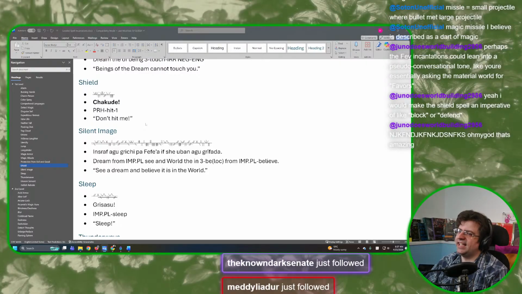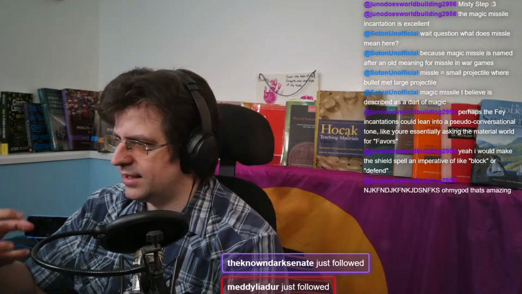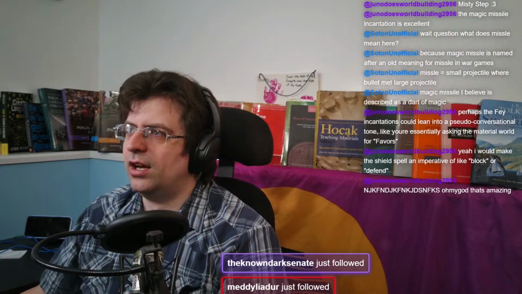I'm sad that I never got a shield spell off. The two spells that I really wanted to have happen on stream and didn't get to do, partly because I was stupidly trying to conserve resources, was Thunderwave, because that's such a cool thing to say, and then Shield, Chakide. I think it will be cool when players are playing. Somebody's about to hit them, and they say Chakide, and then there's a shield, and they don't get hit.